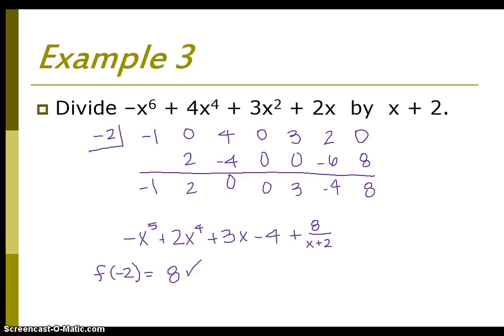Okay, if you check your answer on number 3 as well, first off make sure you got your zeros in there to do those placeholders for the terms you were missing. This is how you write your remainder over whatever you divided by, and when I plug negative 2 back into that original function I do get 8, so that does make sense that my remainder was 8.